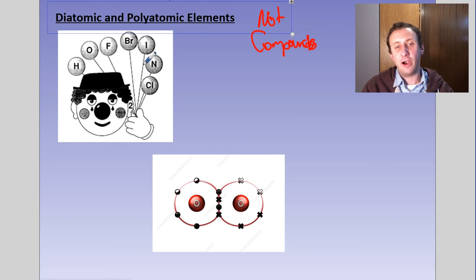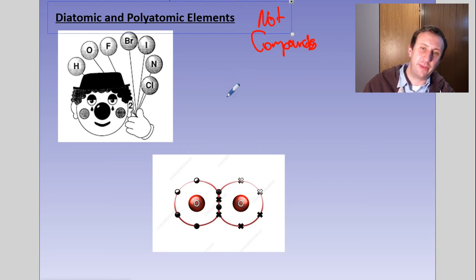But these are molecules. Some elements bond with their own atoms in order to make molecules for stability. Essentially, atoms will form covalent bonds with other atoms of the same element in order to get that full outer ring, that full octet. I can show this really easily with hydrogen.